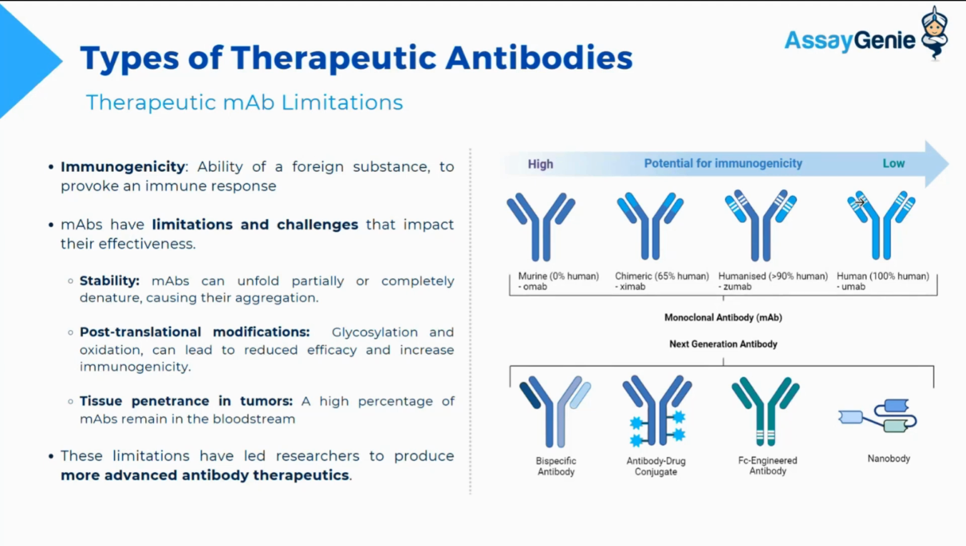And monoclonal antibodies do have their own limitations and challenges that impact their quality and their effectiveness. To begin with, some of their limitations include stability, where monoclonal antibodies can unfold partially or completely denature, causing their aggregation. Another limitation is post-translational modifications, where both glycosylation and oxidation can lead to reduced efficacy and increased immunogenicity. And a specific challenge that they still need to address is that they have a high percentage of remaining in the bloodstream and cannot penetrate cancer tumors effectively.